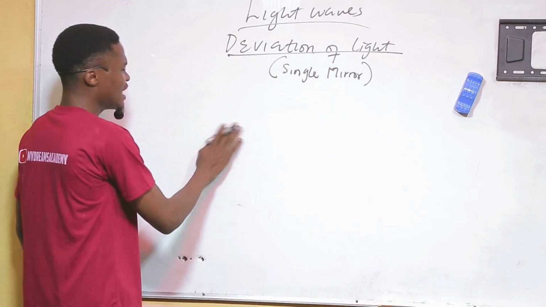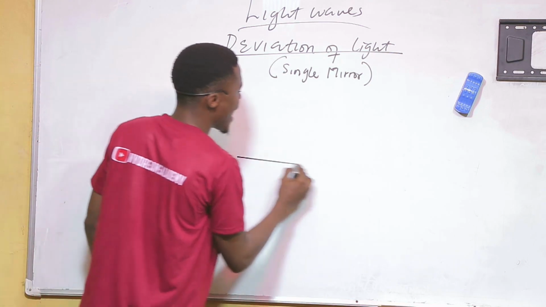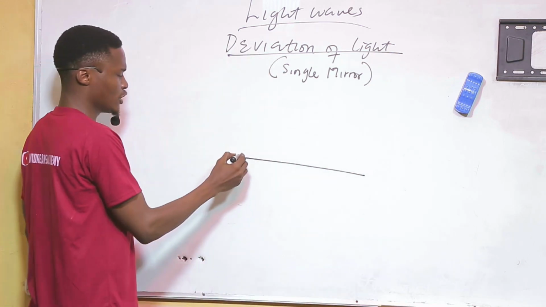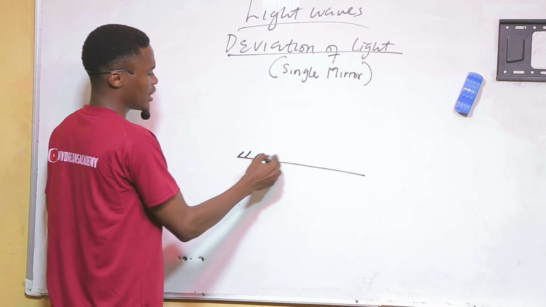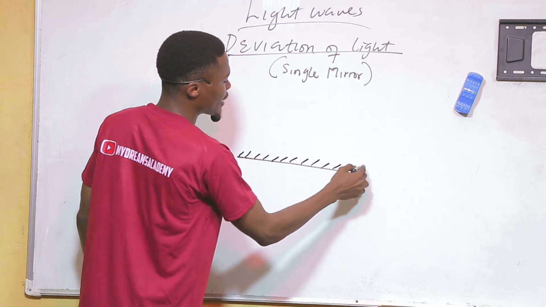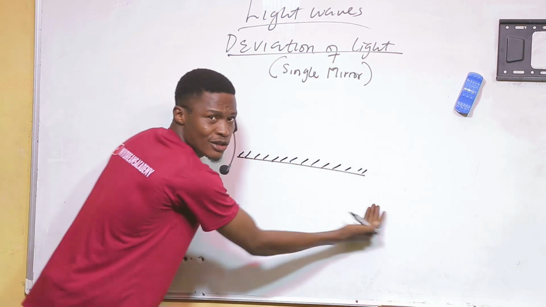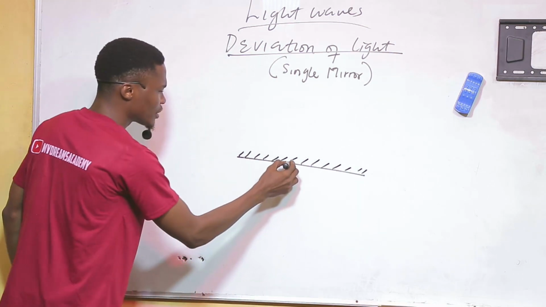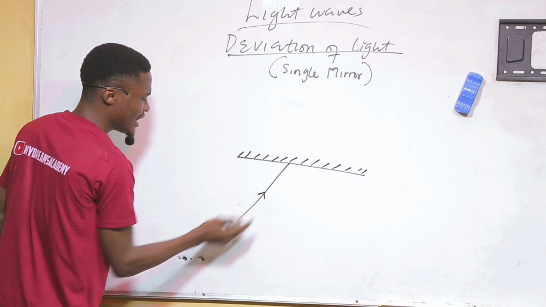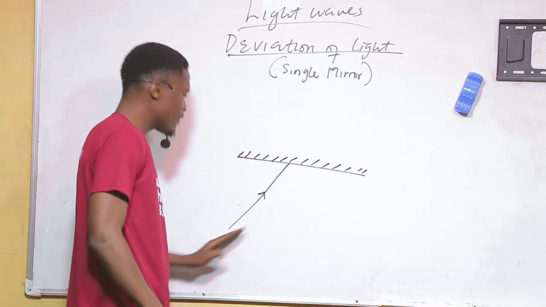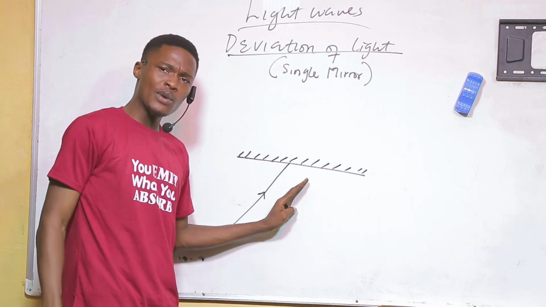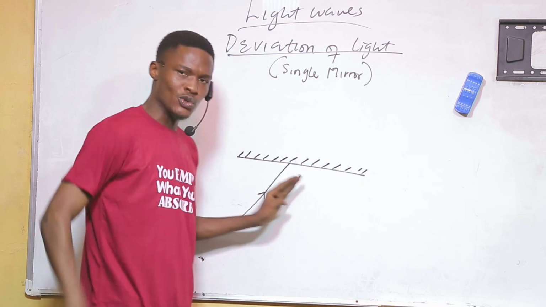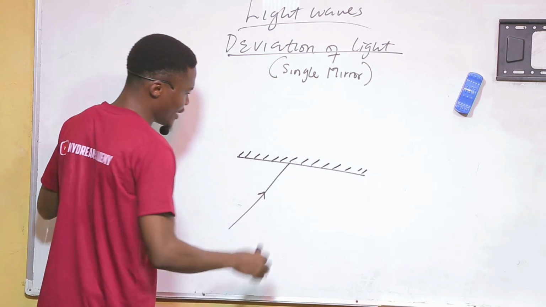So first things first, let's assume that we have a mirror. Okay, so this is a mirror. This is the coated part of the mirror, so this is the shiny surface of that mirror. Now looking at this mirror, can you tell me what this line represents? I said a ray of light that strikes that mirror. What did we say we call it? Incident wave. Yes, you are there. It is called incident wave.